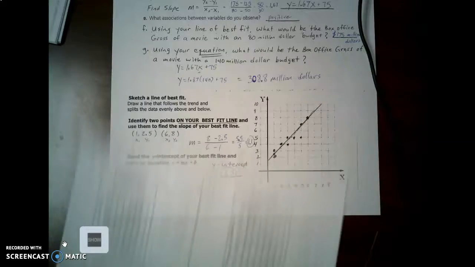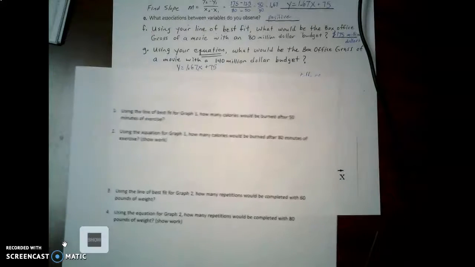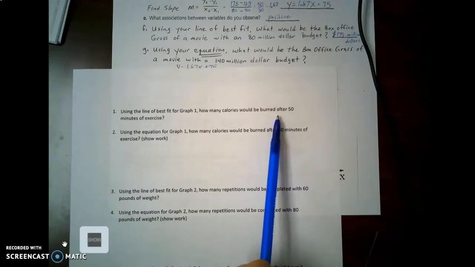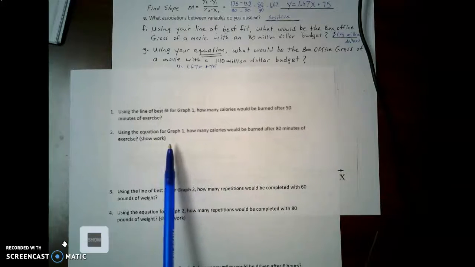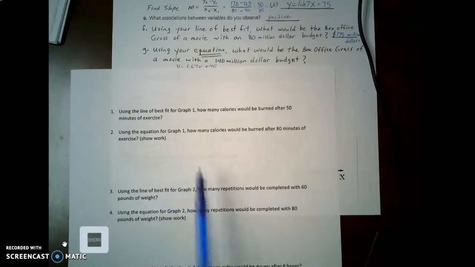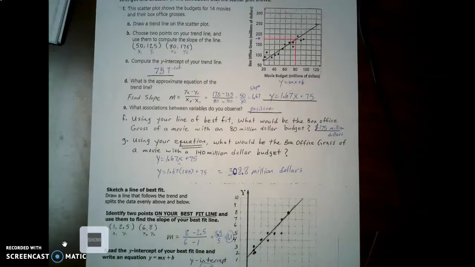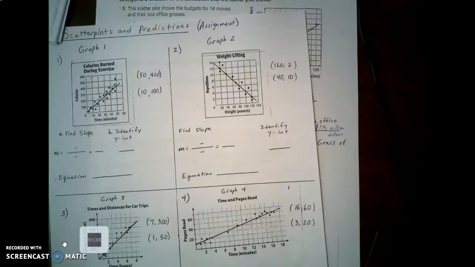And, yes, there's more. On the back, you'll have to use your line of best fit to make a prediction. And then you have to use your equation and show the work like I did right here. You just show you put the number in your equation and got an answer. If you have any questions, let me know.